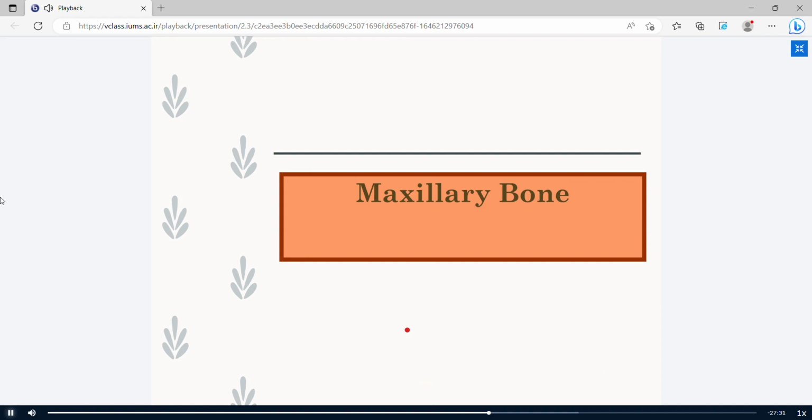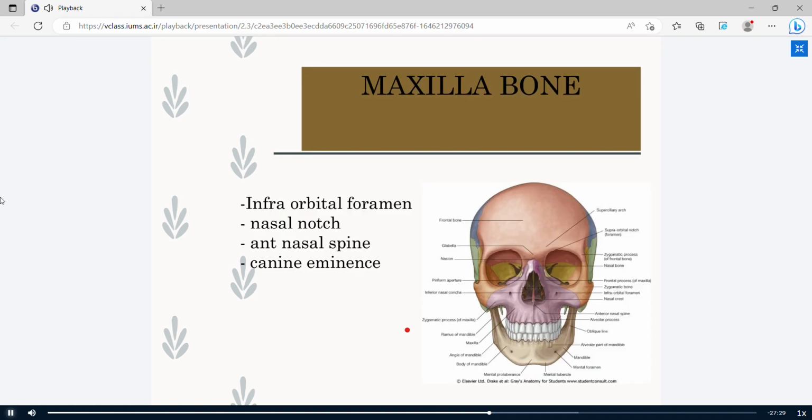Okay, another bone is the maxillary bone. Maxillary bone is a facial skeletal bone, and it has a body and four processes: frontal process, zygomatic process, alveolar process, and palatine process in roof of oral cavity. This is the body of maxillary bone.